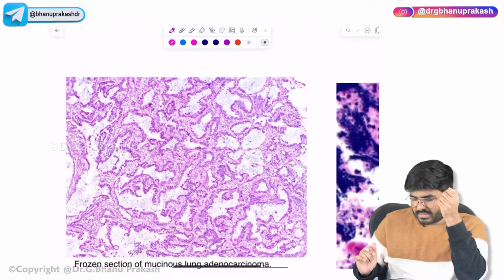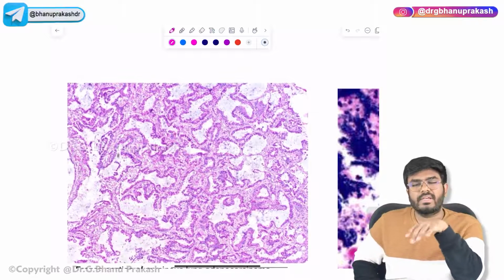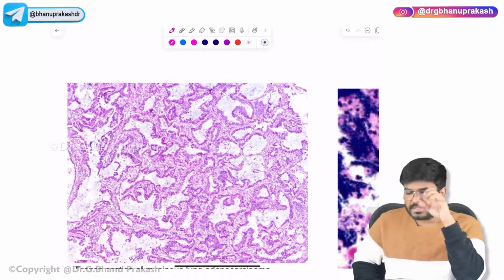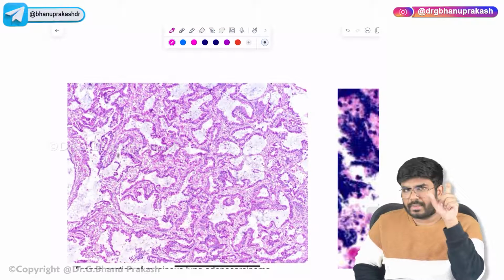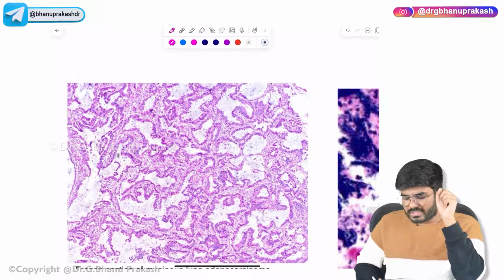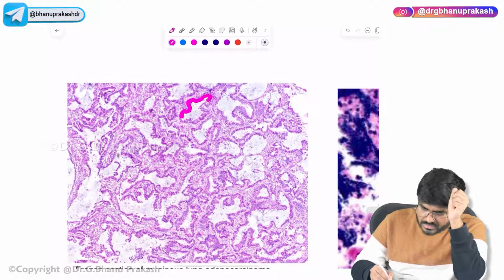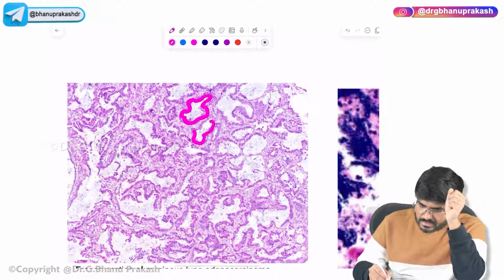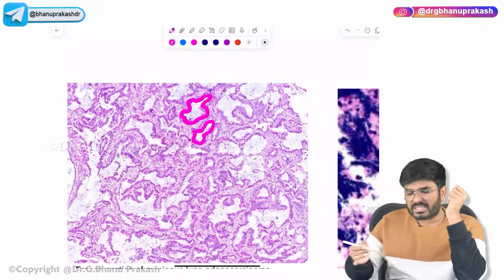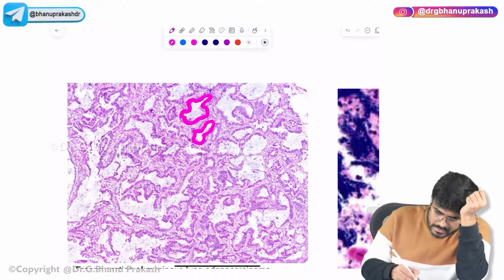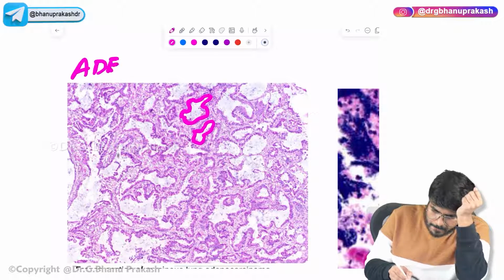Next, what is this? What do you think? Just look at it and tell me. So this is also a lung cancer. We have taken the biopsy, and under the microscope, what are you seeing? You are seeing the glands. So multiple glands are there, numerous glands are there. So what is it? It is adenocarcinoma.